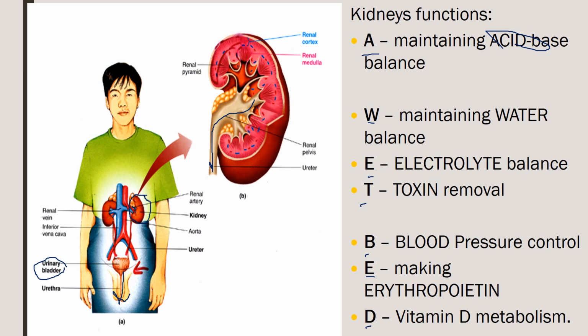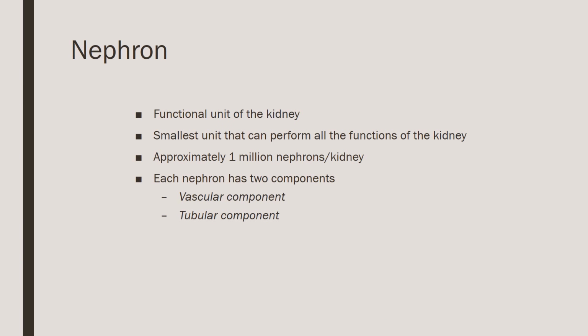The nephron is going to be the functional unit of the kidney, and so there's about 1 million nephrons in each kidney, and this is the smallest unit that can perform all the functions of filtration, reabsorption, and secretion for the kidneys. And so there's two main components that we find with the nephron. We have the vascular component, so this is where we have the interaction with our capillaries and bloodstream, and then the tubular component, which is going to be the site of production for urine.